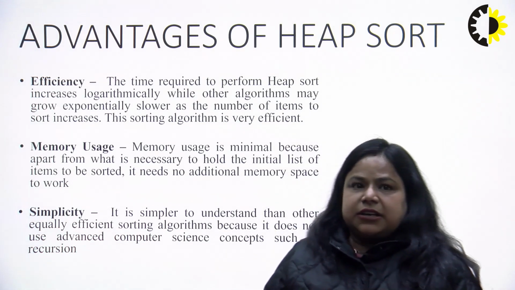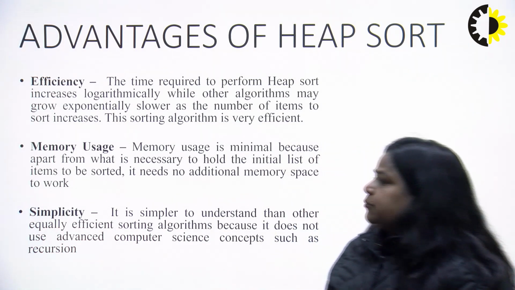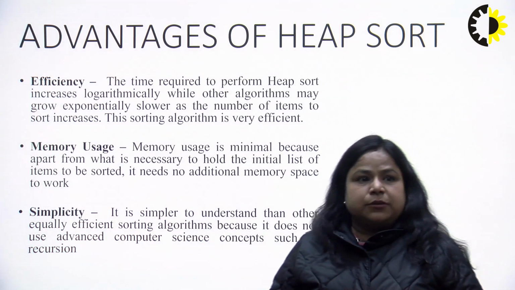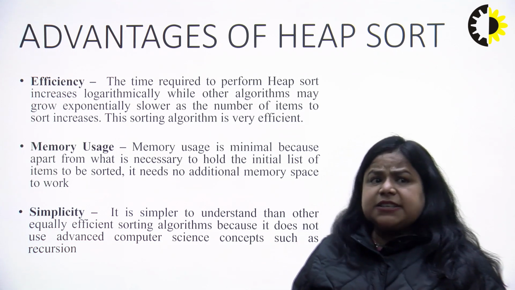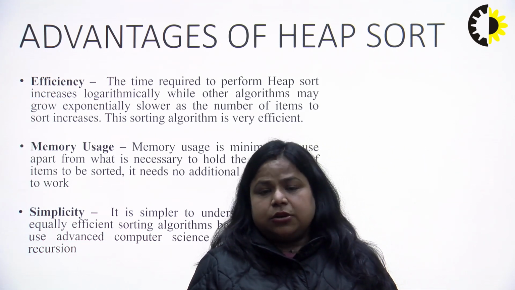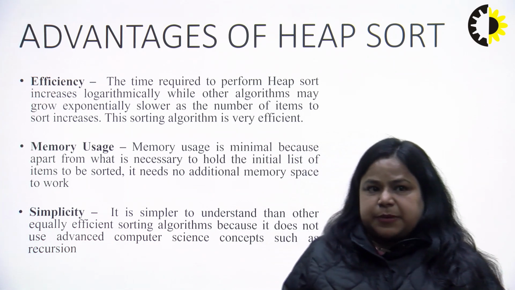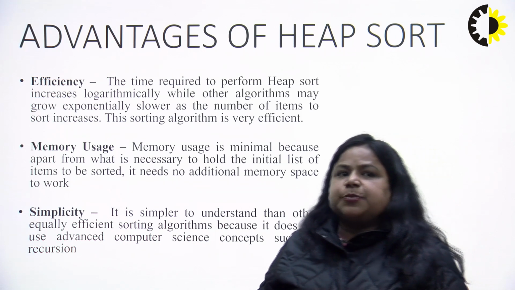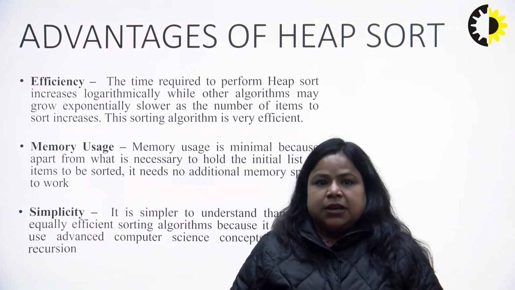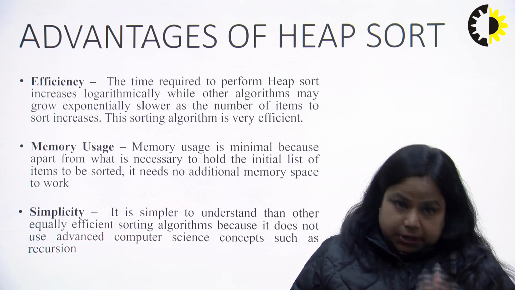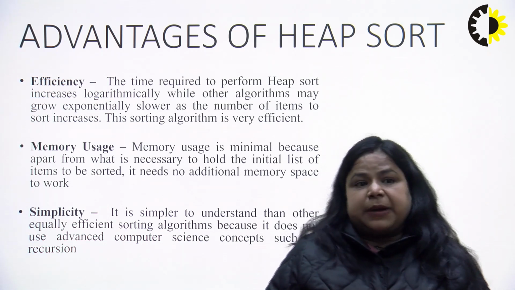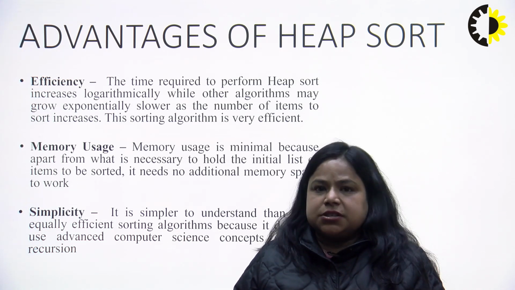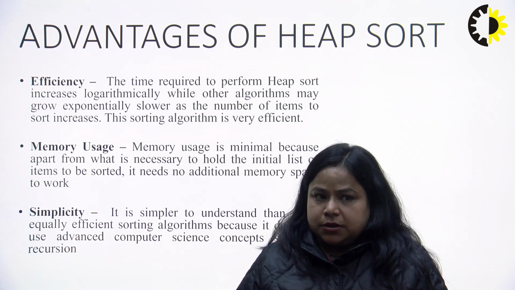There are various advantages of using the heap sort, like its efficiency, because the time required to perform the heap sort increases logarithmically with respect to the other algorithms, where others increase exponentially. So we can say this particular algorithm is very efficient. When I am talking about the memory usage, it is minimal, because apart from what is necessary to hold its own initial list, no additional space is required to work with the heaps.